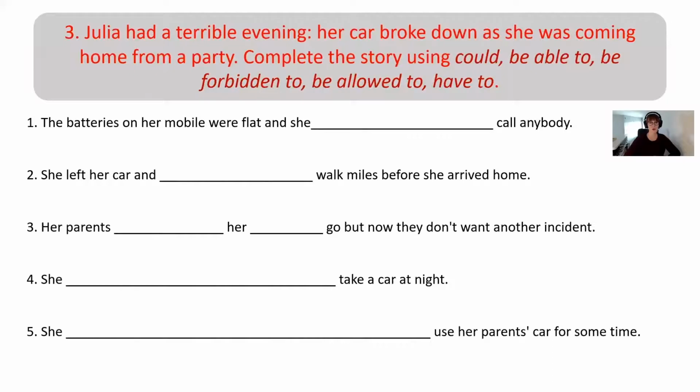The batteries on her mobile were flat, and she couldn't or wasn't able to call anybody. She left her car and had to walk miles before she arrived home. Her parents had allowed her to go, but now they don't want another incident. She won't be allowed to take a car at night. She will be forbidden to take a car at night.